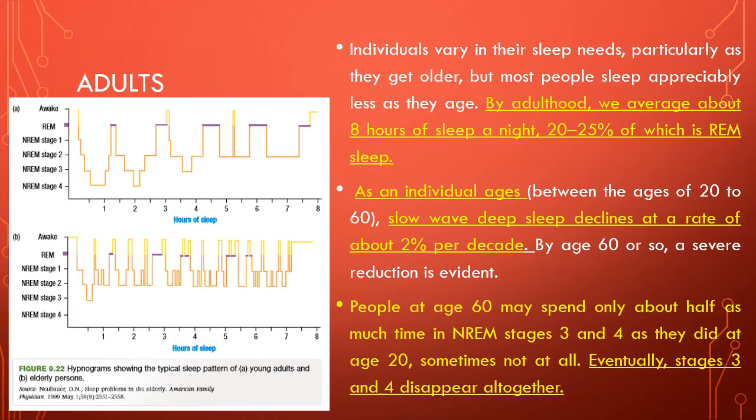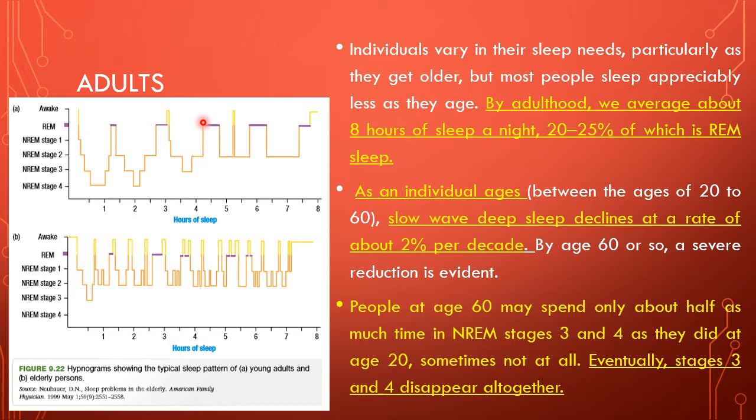Adults. And I've seen this particular graph so many times in exams, so make sure you know how to read it. So individuals vary in their sleep needs, particularly as they get older, but most people sleep appreciably less as they age. By adulthood, we average about 8 hours of sleep per night, 20 to 25% of which is REM sleep. I doubt I get that.